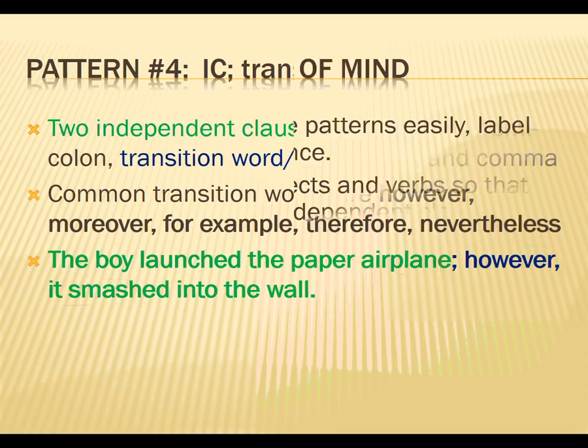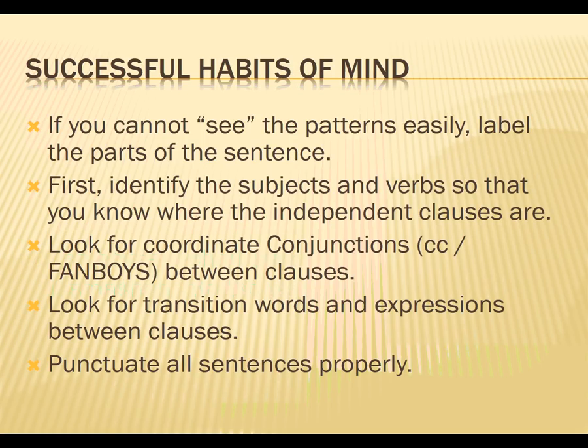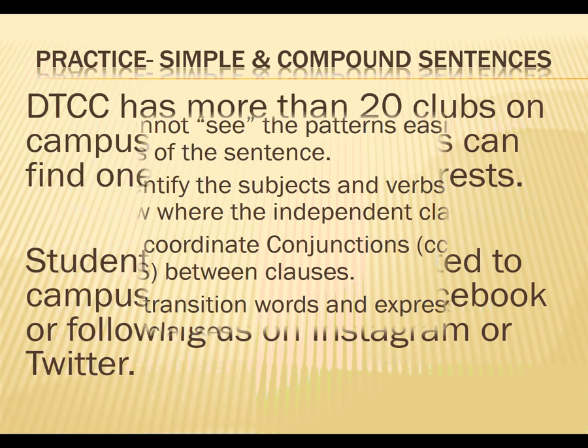To ensure you are using a variety of sentence patterns in your writing, follow these tips. First, if you're not sure what type of sentence pattern you are using, label the parts of the sentence. First, identify the subjects and verbs so you know where the independent clauses are. Look for coordinate conjunctions between clauses, or look for transition words and expressions between clauses. Finally, punctuate all sentences properly. Let's do two examples together.